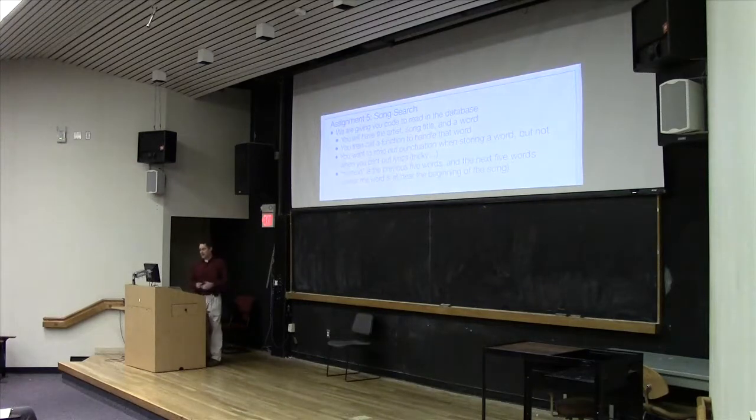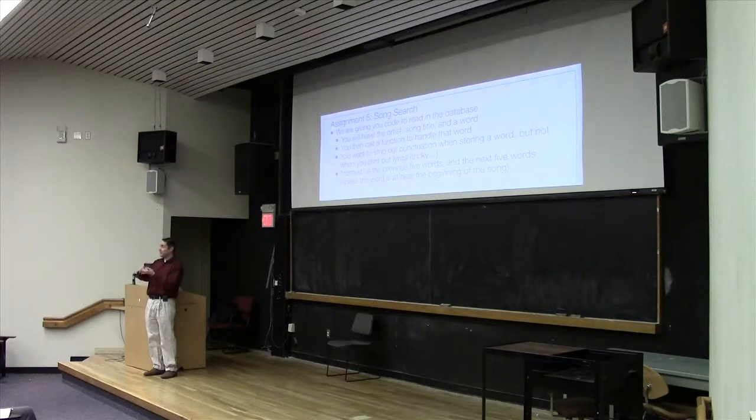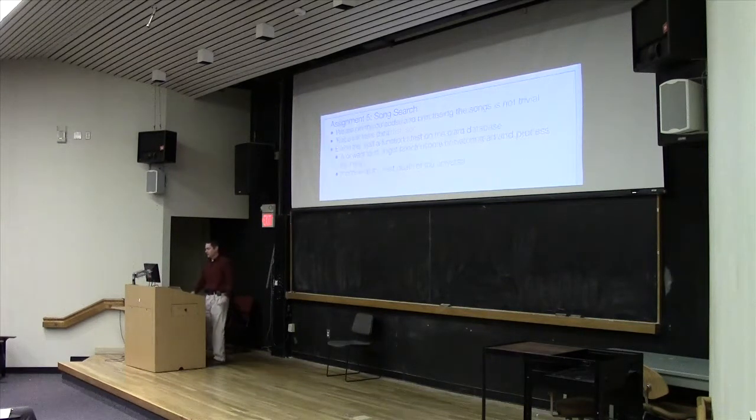Let's see. What else can I tell you about this? We're going to give you the code to actually read in the database, but it's kind of sparse. Like I said, it will give you the title, the artist, and the next word in the song, and you have to figure out how to process that. That part's going to take a little bit of coding as well. And then punctuation we talked about, and then context, previous 5 words, next 5 words. Okay.